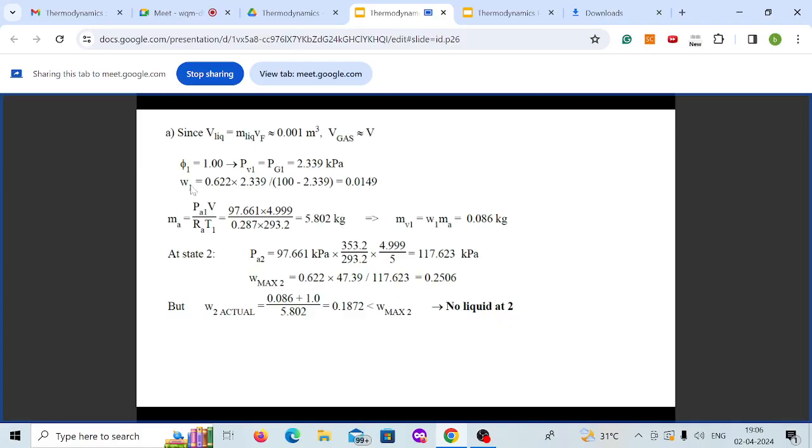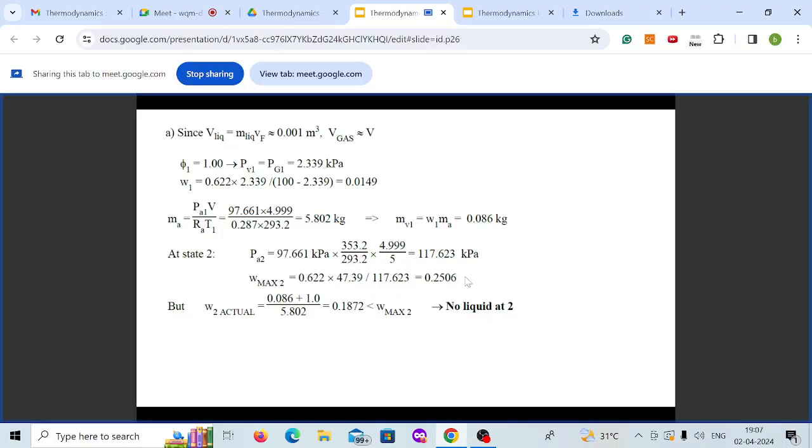So we know the specific humidity and we know the mass of dry air. Using that, we can find the mass of vapor which is present in the air. The mass of vapor is the specific humidity times the mass of dry air. This gives you 0.086 kg.